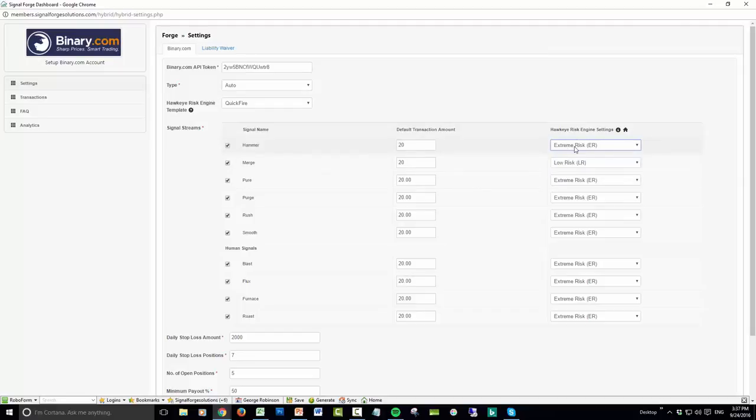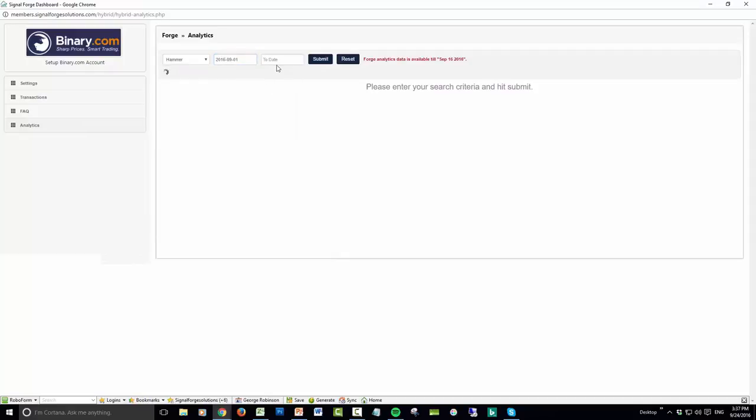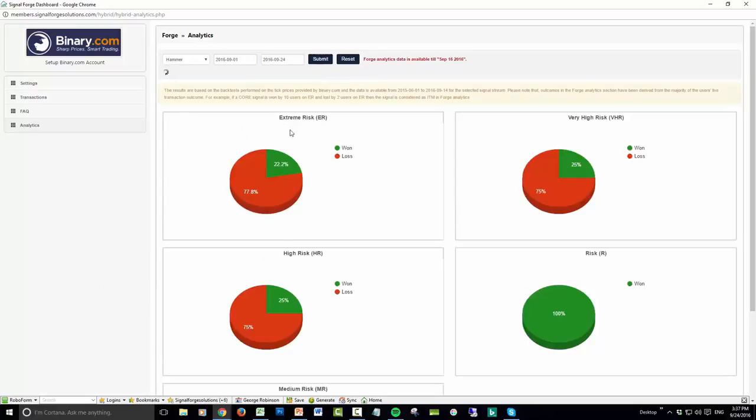And to get an idea of what particular settings you want to use here, you can come over here to analytics, have a look at that, and select your signal. So if we want to look at Hammer, and we put in a date, say we'll just look at September to date here. Now you can see here, so extreme risk, we've had 2 wins and we've had 7 losses. So it's only had a 22% accuracy rate on extreme risk. Over here at very high risk, you see the accuracy rate has come a little bit higher, and we've had 1 win and 3 losses, still not good.